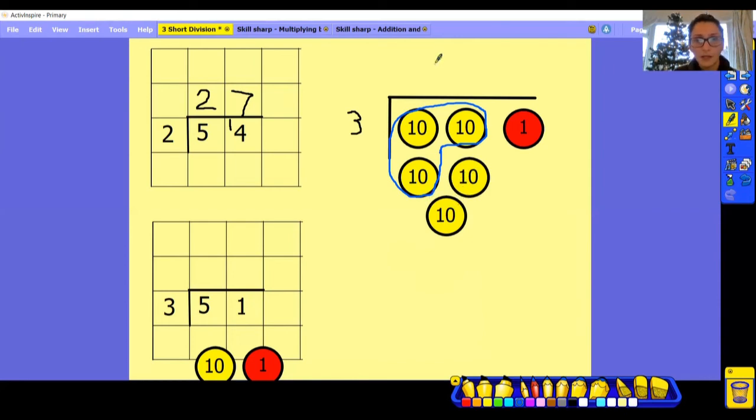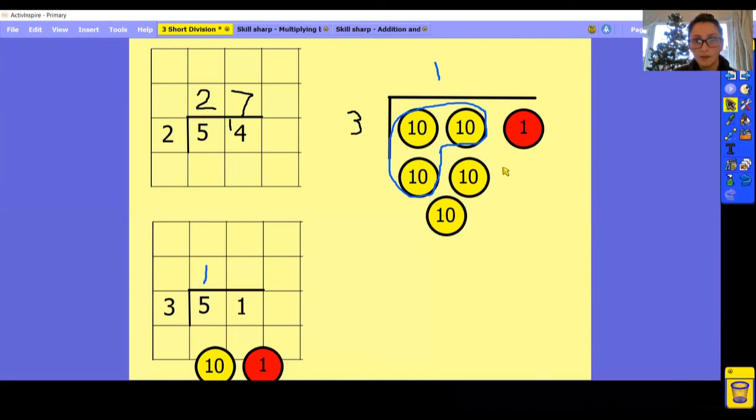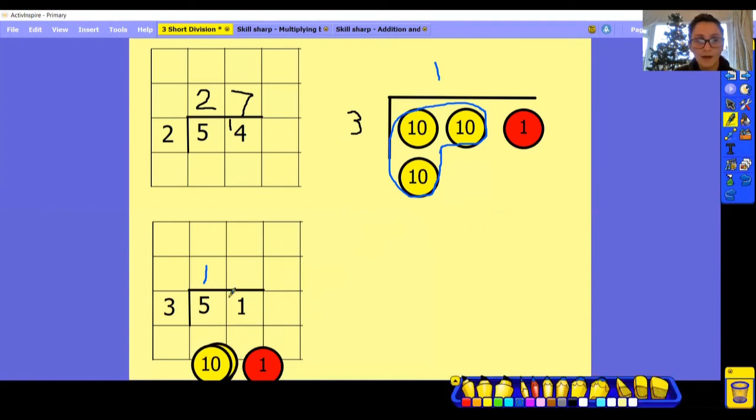Okay, so we know we can have 1. However, we've got 2 tens left over. So what I'm going to do is exchange them. We've got 1 lot of 10, 2 lots of 10, and I'm going to carry them over into the ones column.